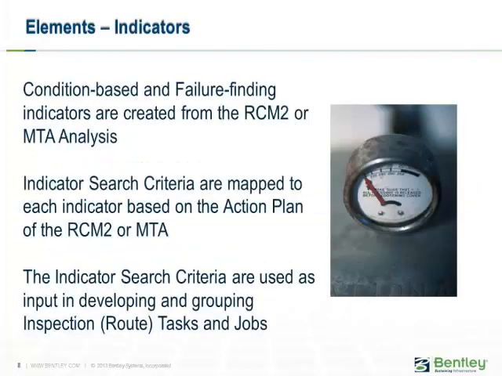Indicators. Condition-based and failure-finding indicators are created from the RCM2 or MTA analysis. Indicator search criteria are mapped to each indicator based on the action plan of the RCM2 or MTA. The indicator search criteria are used as an input for developing and grouping inspection tasks and jobs. With the introduction of dynamic routes in Bentley APM, new indicators are automatically included on the approved standard task when the indicator is created, and indicator changes result in the indicator being moved to the corrective task with no manual intervention.